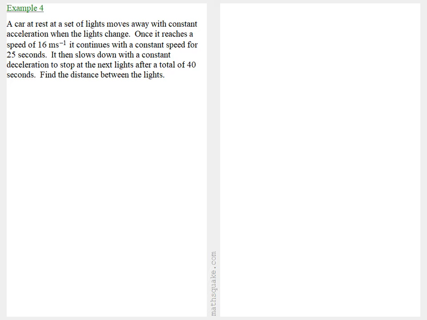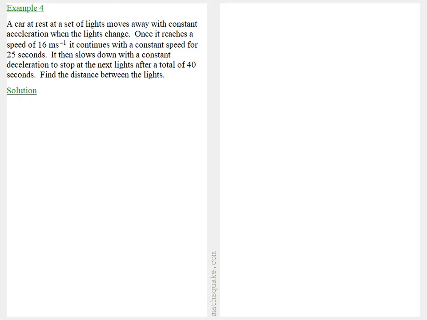Let's look at another example. A car at rest at a set of lights moves away with a constant acceleration when the lights change. Once it reaches a speed of 16 meters per second, it continues with a constant speed for 25 seconds. It then slows down with a constant deceleration to stop at the next set of lights after a total of 40 seconds. Find the distance between the lights.